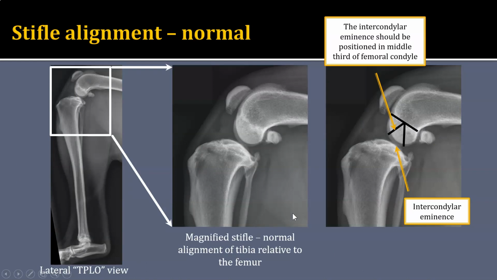Now, I did mention that we can look for normal or abnormal alignment of the stifle joint, and the next two slides discuss that. This is a close-up magnified view of the lateral image of a stifle in this patient. And this patient, I want you to notice, has been put in a special position for its radiographs. This is called the TPLO view, and TPLO is standing for the tibial plateau leveling osteotomy, one of the surgeries that they can do for this disease.